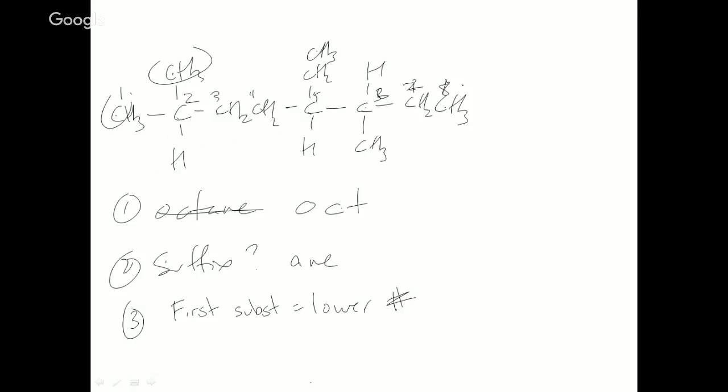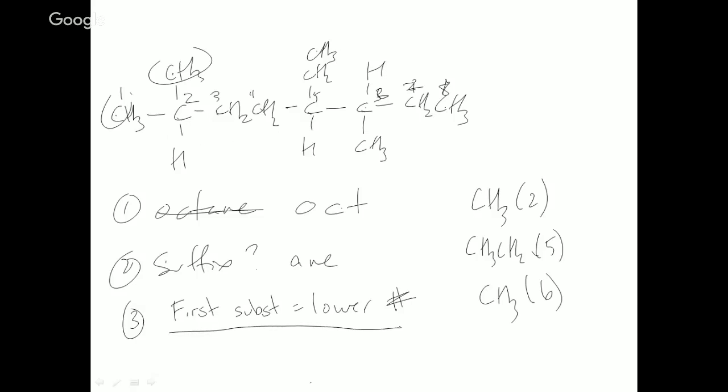All right. So where are our substituents? What do we got at C2? We have a CH3 at 2. We have a CH3CH2 at carbon 5. We have another CH3 at carbon 6. So the first important rule is the first substituent gets the lower number. Then we're going to alphabetize.